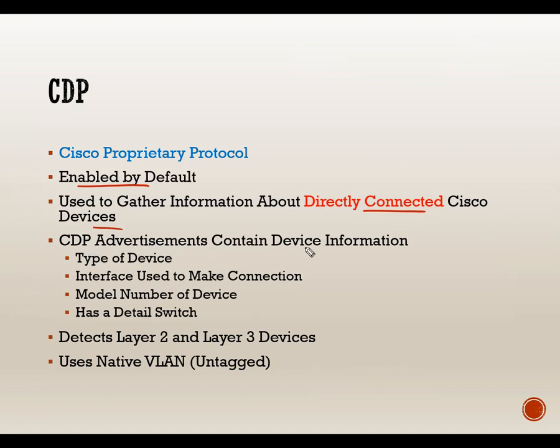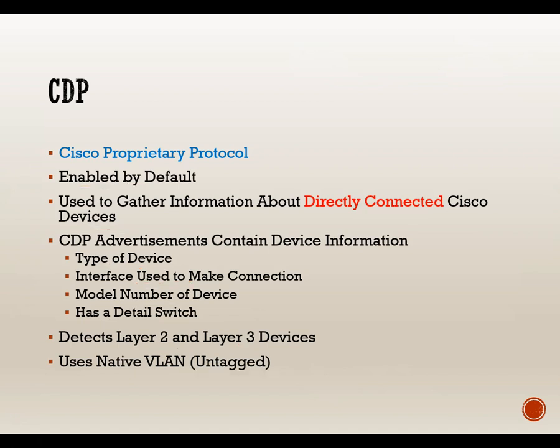CDP advertisements contain the type of device, the interface used to make the connection, the model number of the device, and has a detail switch. It detects layer 2 and layer 3 devices and uses the native VLAN, the untagged VLAN, in order to do this.